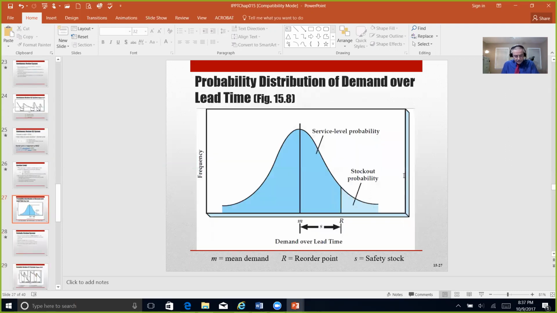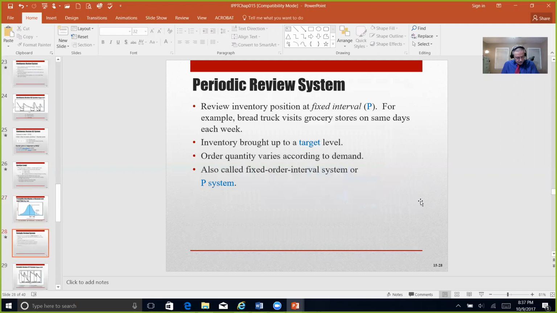So this is the probability distribution, figure 15.8 at the top of 383, which gives us a graphical representation of the stock out probability and the service level probability with this safety factor. And that Z factor, if you remember from your statistics days on the normal distribution curve, is really the same concept. Okay, let me back up, I'm sorry. Pages 384 and 385 give us another good example that reinforces this concept.